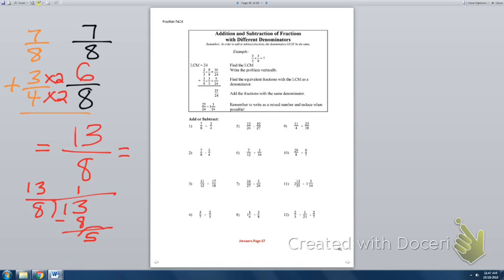I'm done because 5 is less than 8, so I'm just going to write the 5 over the divisor of 8. So the answer is 1 and 5/8. And 5/8 is in lowest terms. 5 is odd and 8 is even, and I can't divide 5 into 8 evenly, so I'm done.